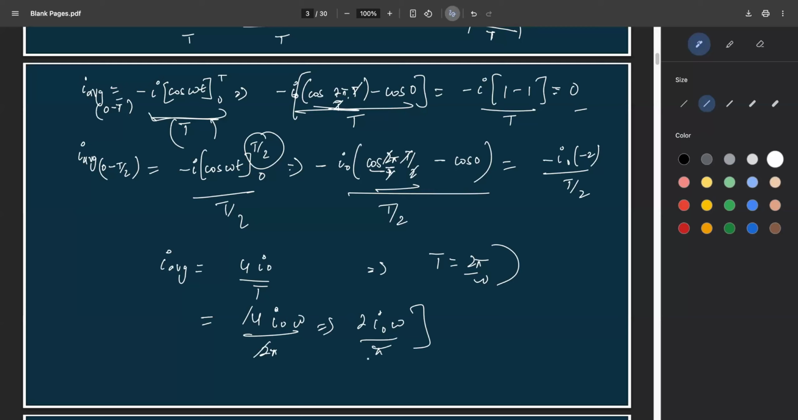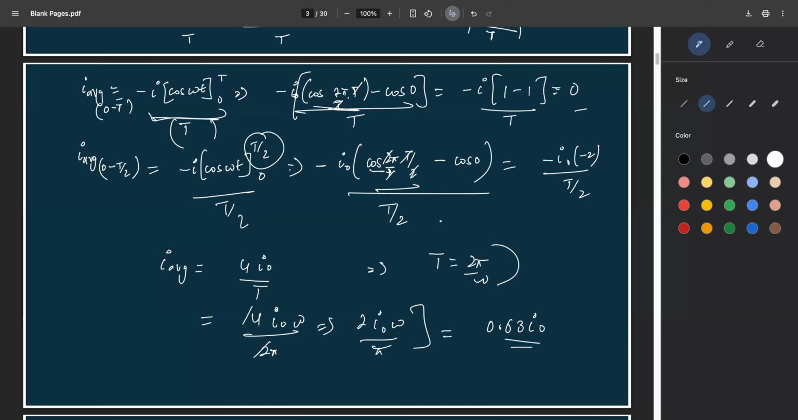I'll just divide it and get the real value. 2 by pi, yes, so this actually comes out as around 0.63 times the height.